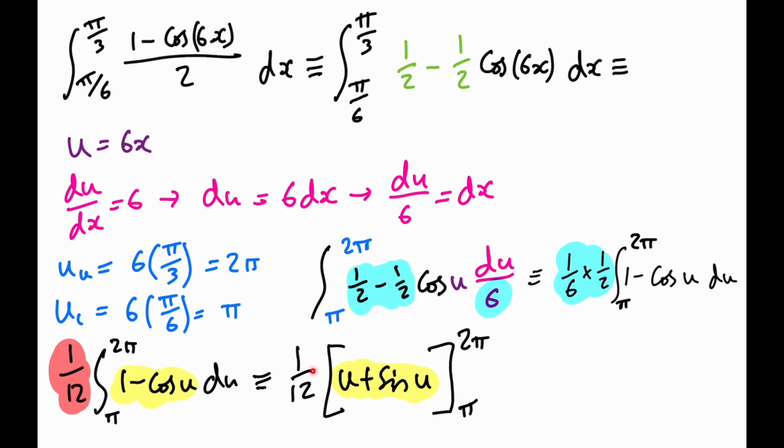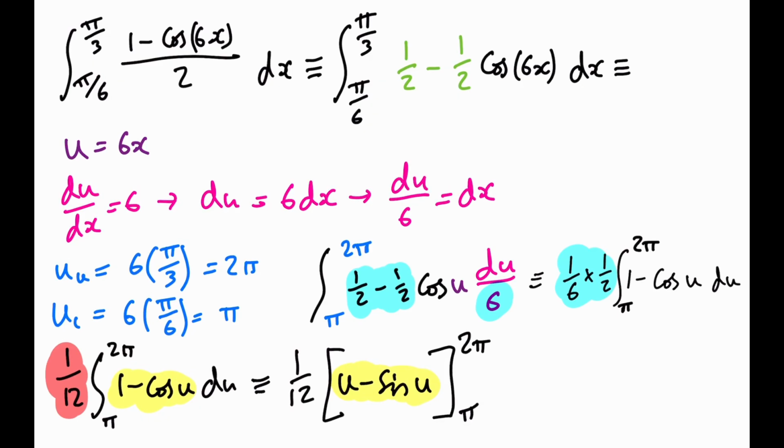Keep the 1 over 12 on the outside, because we haven't done anything to it, but we integrate the inside. So increase the powers by 1 for this one. 1 is basically u to the power of 0, so this becomes u to the power of 1 divided by the new power, which is 1. Dividing by 1 is the same as itself. And when you integrate minus cos, you get minus sine, because when you differentiate sine, you get cos, and because of the minus, it doesn't change. The minus on the outside is the same as multiplying by minus 1. So sine differentiates into cos, so minus cos differentiates into minus sine.